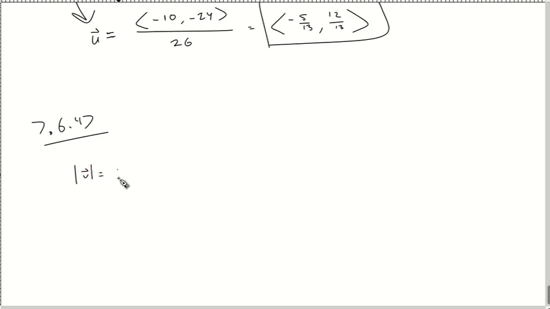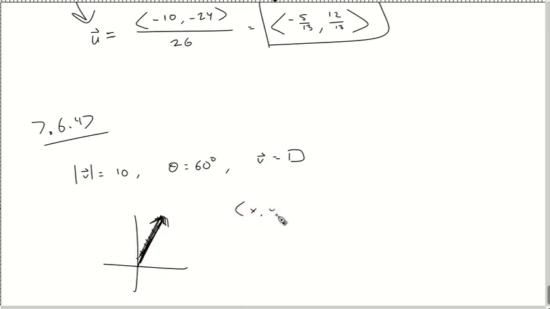So magnitude of V is 10. Theta is 60 degrees. What's your original vector? So I know it's 10 distance at 60 degrees. 1, 2, 3, 4, 5, 6, 7, 8, 9, 10. There you go. So hey, how do I classify this vector right here? Well, you know it's an x and a y, don't you? And you know that's going to be r cosine theta, r sine theta.